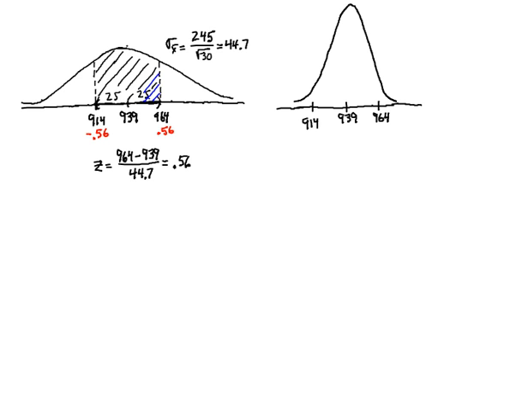I can see that this area, which I'm shading in blue, is given by the table as 0.7123. Now looking up a negative 0.56, the table is going to give me the area to the left of that, which I'm shading in green, and the table value is 0.2877.